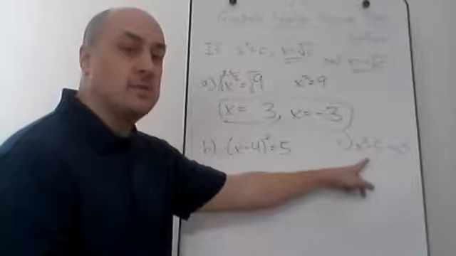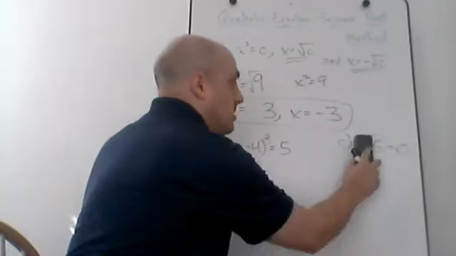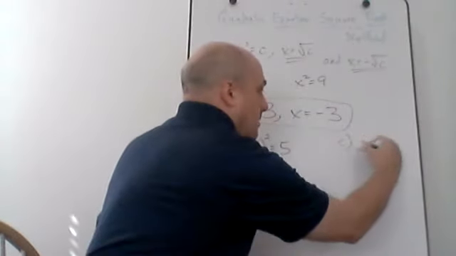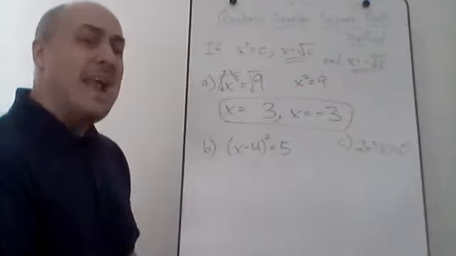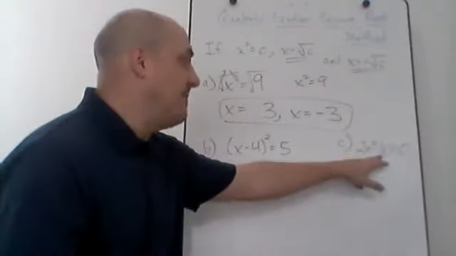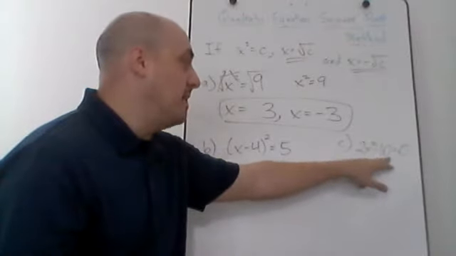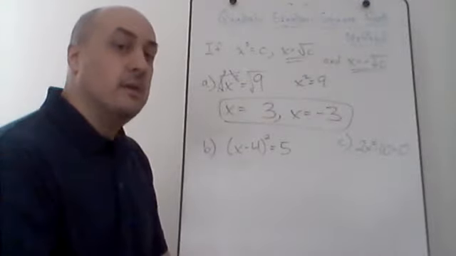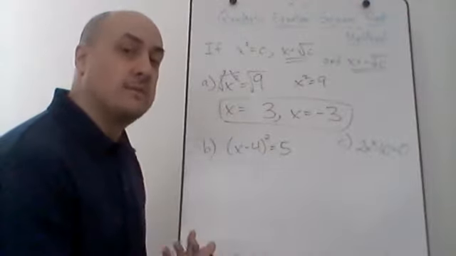Anytime I have just an x squared and a number, let me actually change this a little bit to show you how it can get a little more complicated. Let's say I had 2x squared minus 10 equals 0. Anytime I have a quadratic equation that doesn't have that middle term, we have an x squared and a constant, but we don't have an x to the first power, I can use this square root method. So that's something you can be aware of.